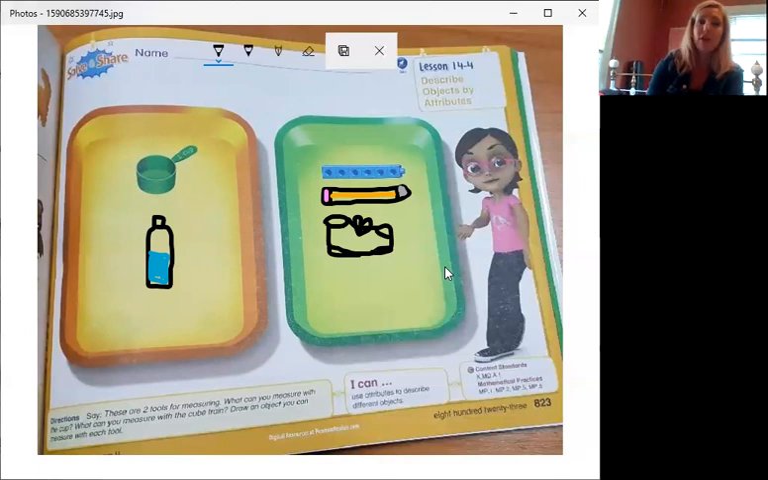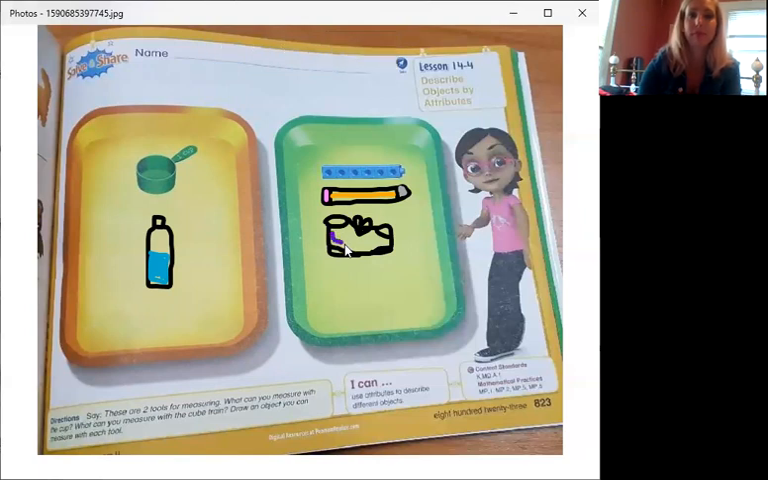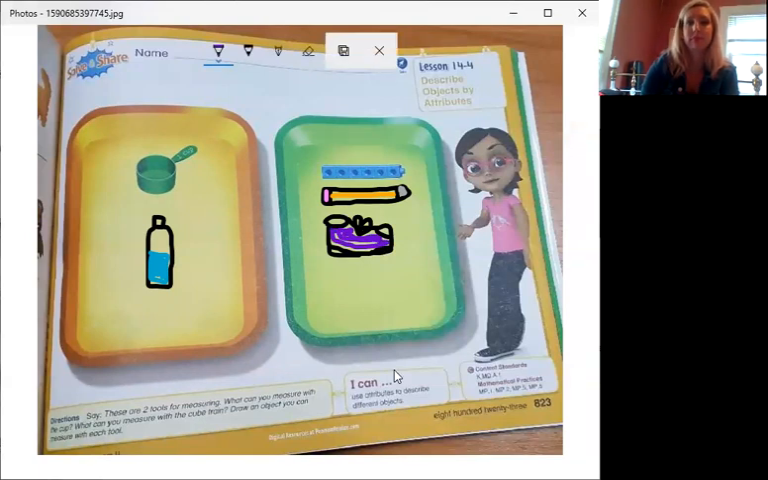All right, I will give you another minute or so to finish up your drawing, and then we'll move on to the next page. So you are drawing something you can measure its length. Okay. Good job, everybody. Let's go to the next page now.